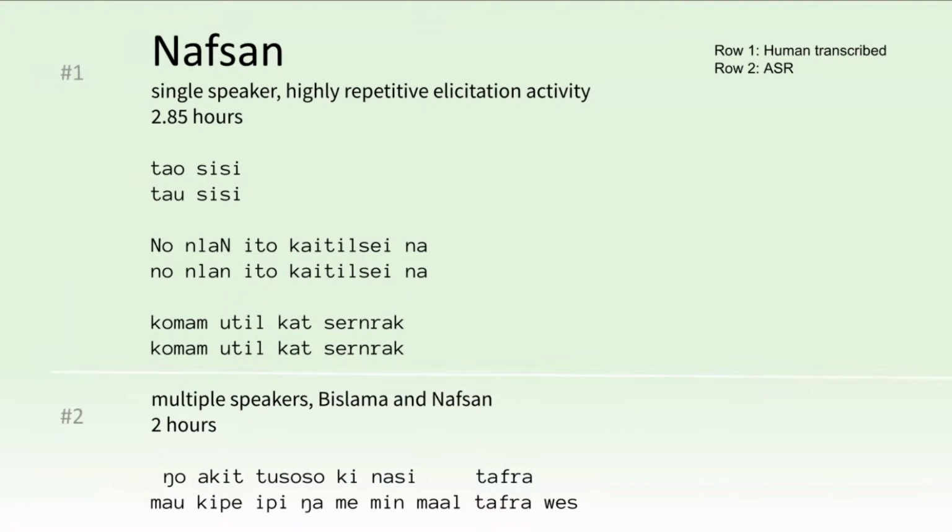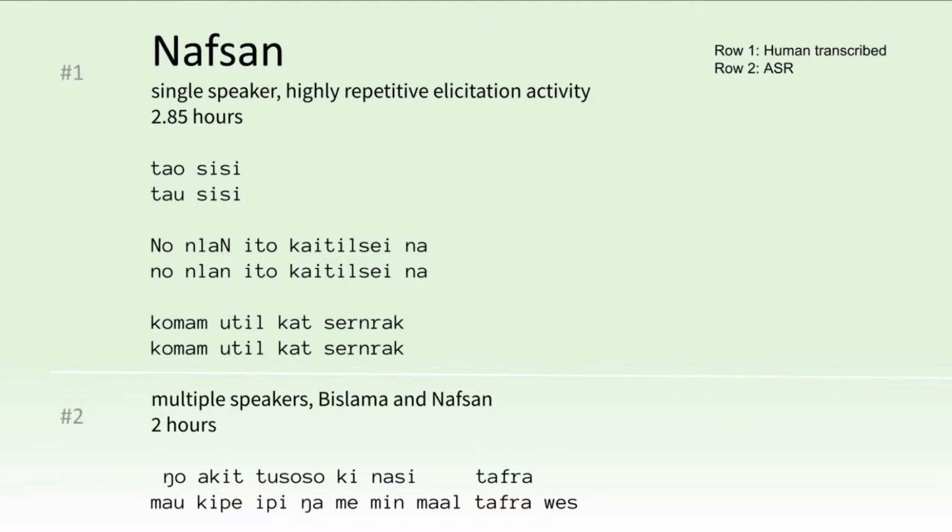These are some more experiments with a language, a Nafsan language. This is a language from Vanuatu. Again, the top experiment, number 1, is very good. The second experiment is very poor. The first experiment was done with 2.85 hours of recordings.